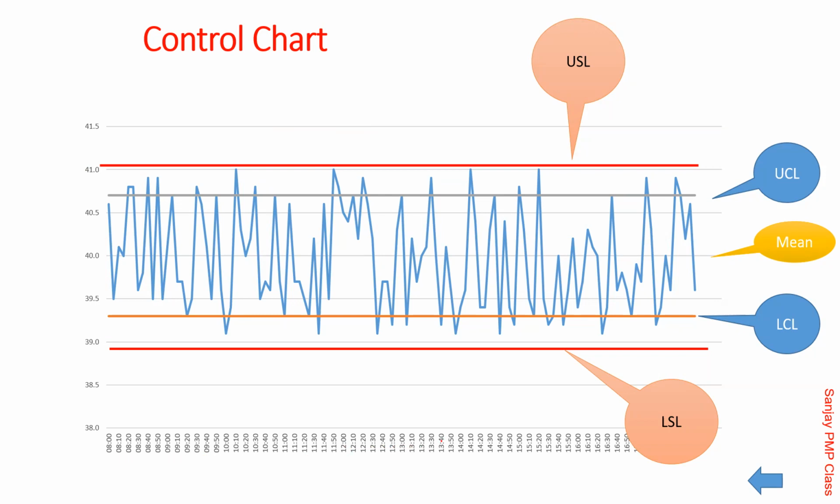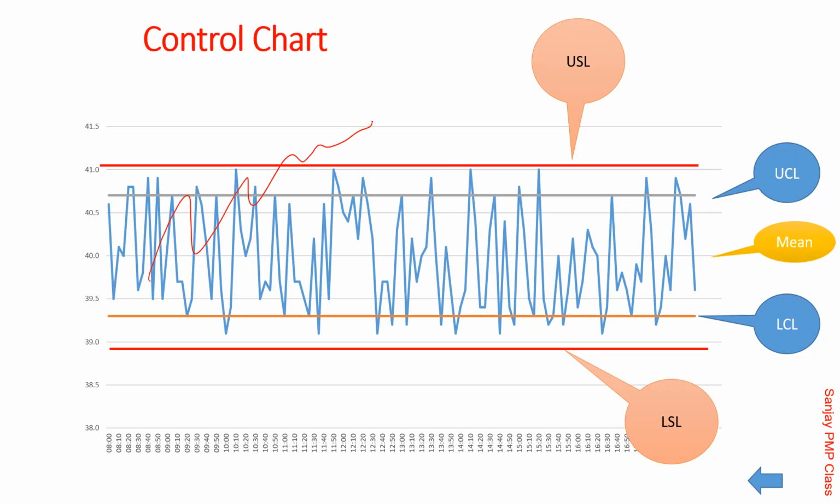Such machines end up creating hundreds of parts every hour. One sample created recently will be taken at 8 o'clock, the diameter will be checked and it will be marked here. Then 8:10, then 8:20. That's how this whole line gets drawn. This type of chart is called the control chart. The advantage of this chart is that it shows you the trend.